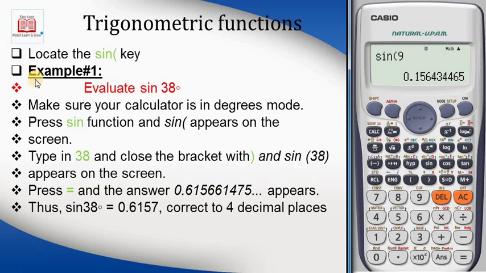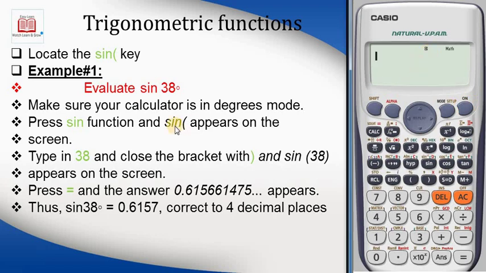First of all, let's take a look at example number 1. We want to calculate simply sine 38, but here it is not mentioned whether it is in degrees or in radians, but here there is a little sign like an O or a 0. It shows that this is a sign of the degrees. At the top, as a superscript, you can see that it shows that it is in degrees.